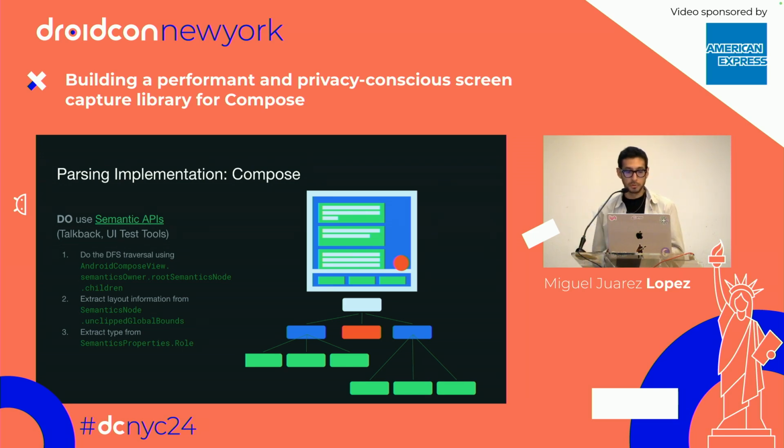The Android Compose view exposes something called the semantics owner, has a root, has children, boom, done. And then you're able to extract the layer information using this property for each node called unclipped global bounds. And to infer the type, you can use the role.